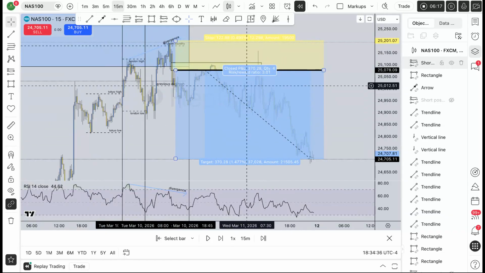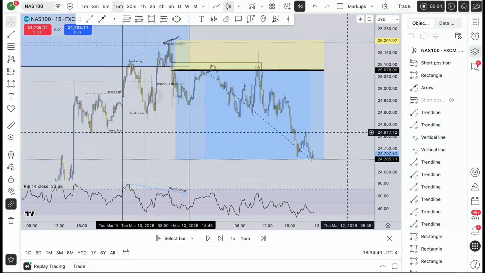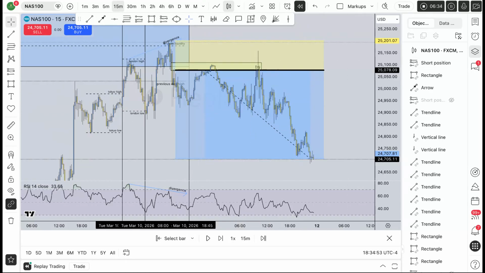All these lows would have been taken out. And now we are totally bearish. So that is NAS100 back testing idea for us to be able to see the optimal trade that we should have taken on Tuesday.